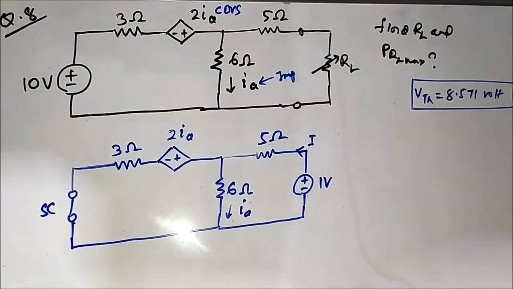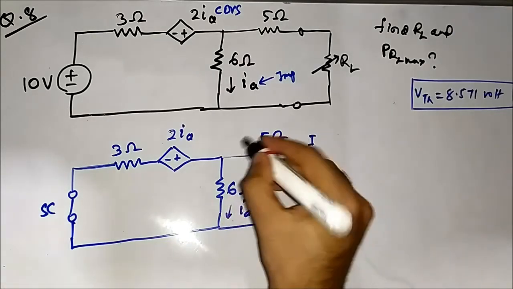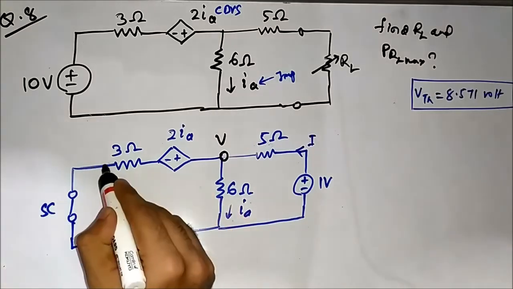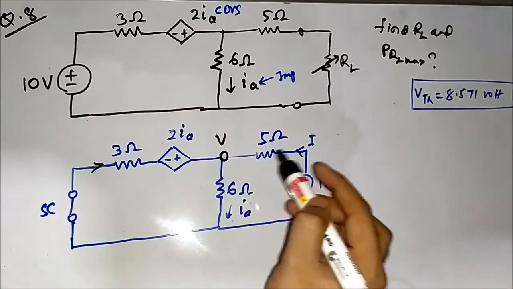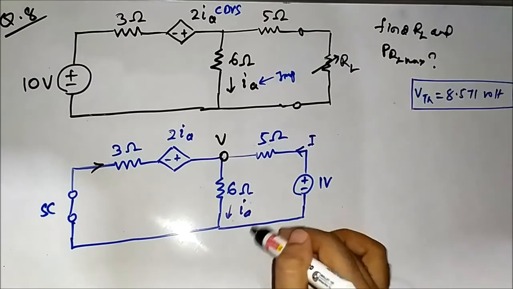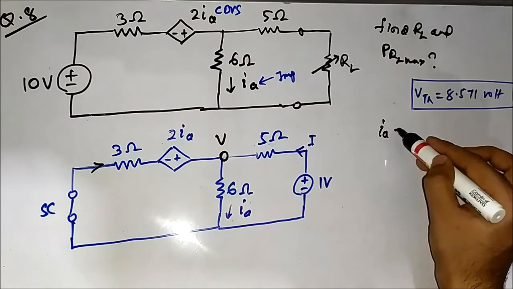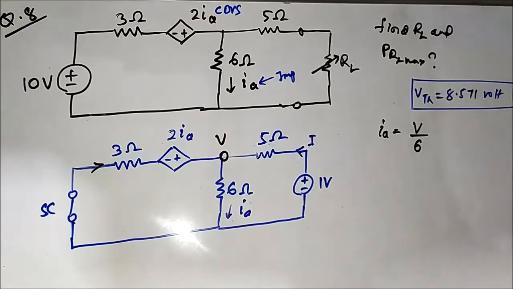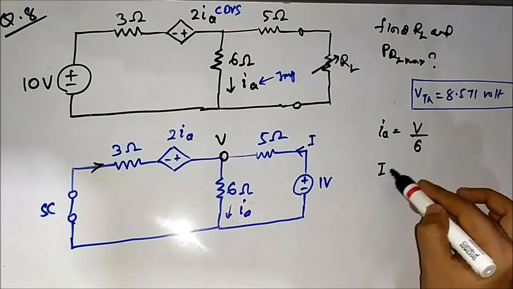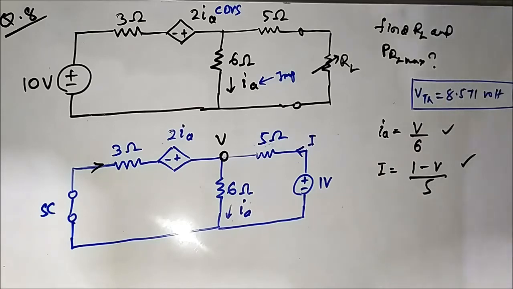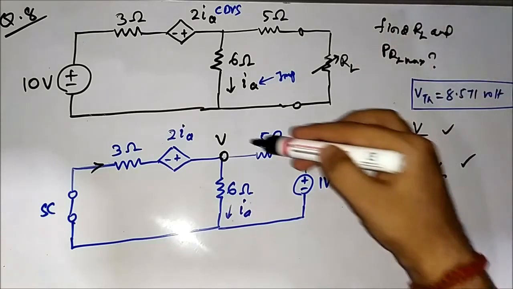Let us say that the voltage here at this node is V. So we'll be using nodal analysis. Okay, so let us assign the current directions. Let us say the current is flowing here in this direction. This is I flowing in this direction towards the node, and this is the outward flowing current IA. Here IA is equal to V by 6 and I is equal to 1 minus V by 5. These are two important relationships to bring the whole equation in terms of V, this node voltage.